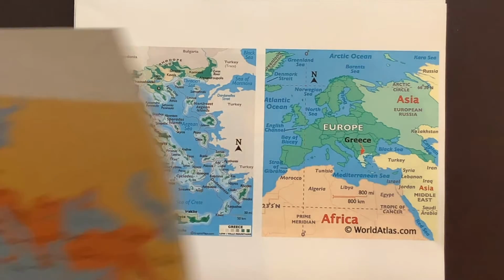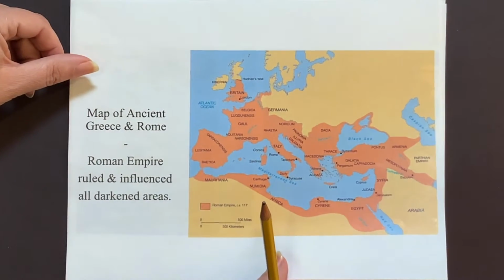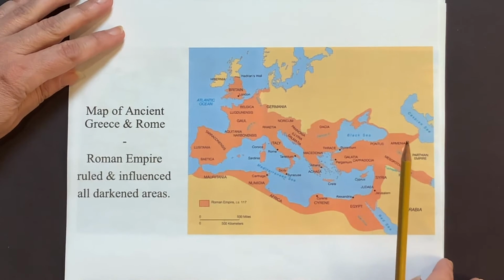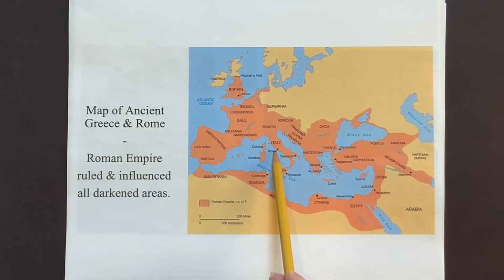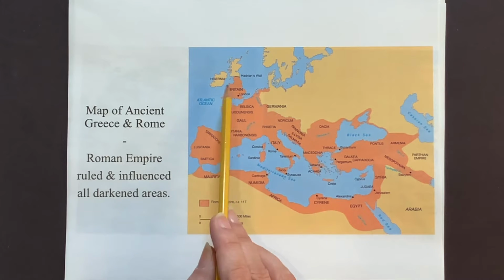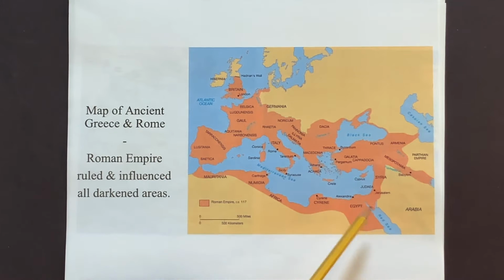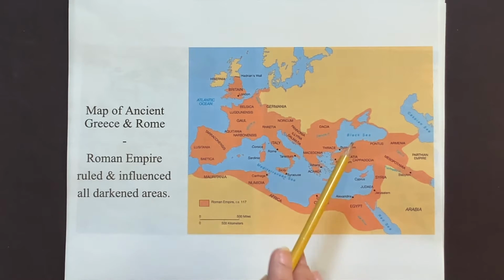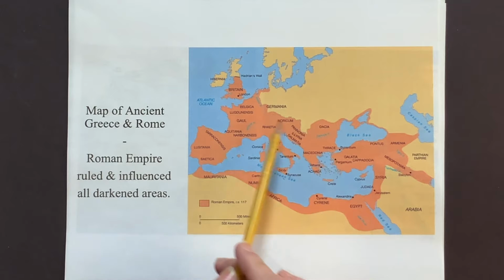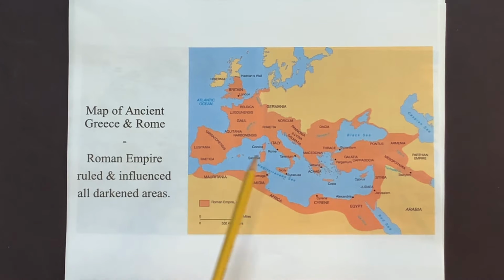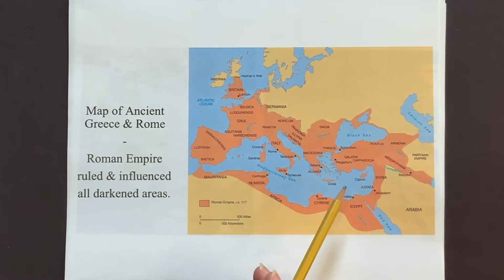Here is a map of ancient Greece and Rome. The reason I put Rome in there, this is Rome and then this is Greece. The Roman Empire actually took over all of these areas. So the Roman Empire ruled and influenced all these dark areas, and they also took ideas from all those areas as well. They adapted and borrowed different ideas from the Greeks.